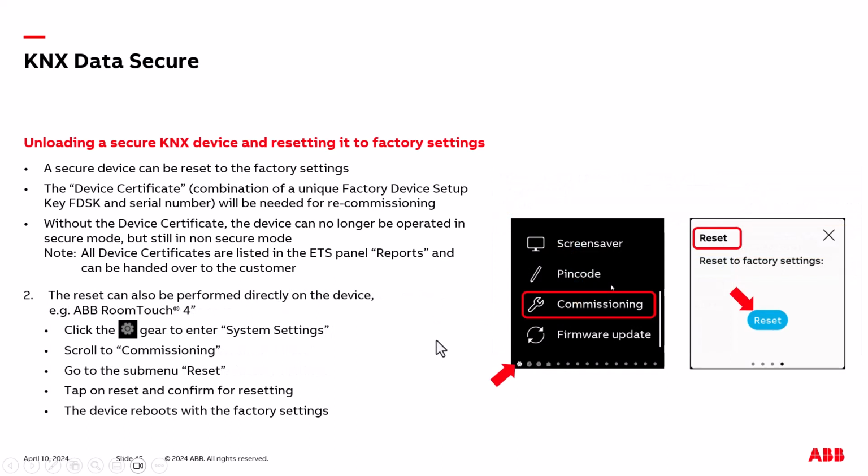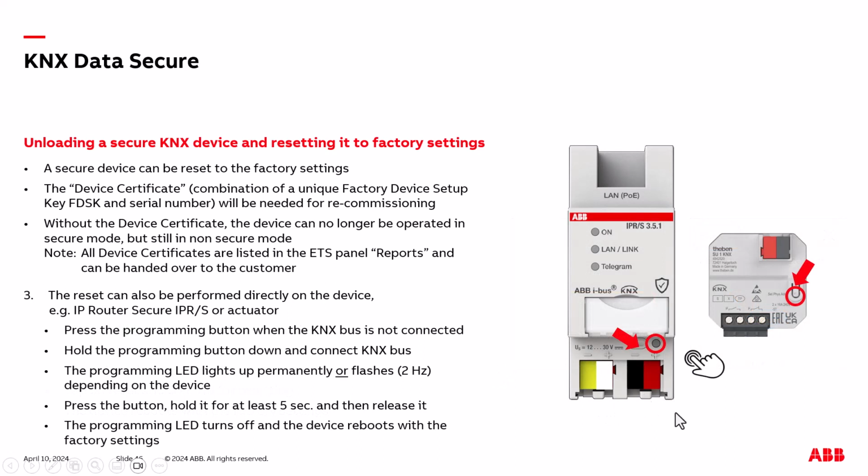Or you can do this factory reset also on the device. Like here in the ABB Room Touch, you go to the menus, you scroll to the menu system settings, then you go to commissioning and to the sub-menu reset, and then we have here the button reset to factory settings. So the device makes a reset and reboots after a few seconds. It is now in the delivery mode with the address 15.15.255, and you need again this factory default setup key for the first commissioning. Or you can also do a factory reset on the device, like here in the secure IP router.